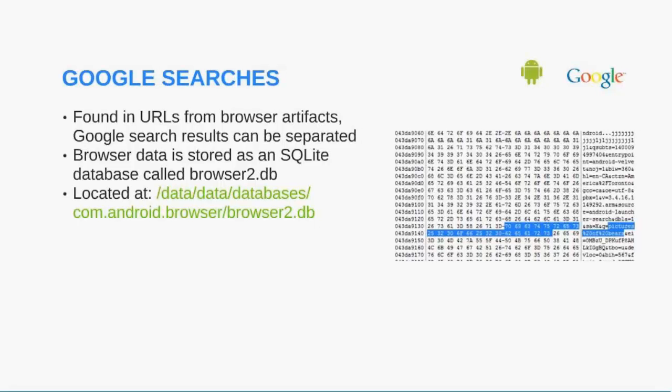Okay, and the next artifact that we found for this case is some Google search results. This is typically your regular browser artifacts, but you can look at the URL from a Google search and pull out the search terms that the suspect was looking at. Again, the browser data is stored as an SQLite database called browser2.db at the location below for the Android device. And again, it's very similar to any browser type artifact that you would be looking for, but it's specifically coming from Google.